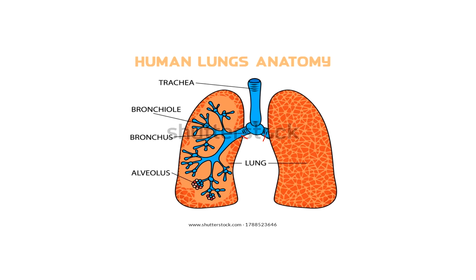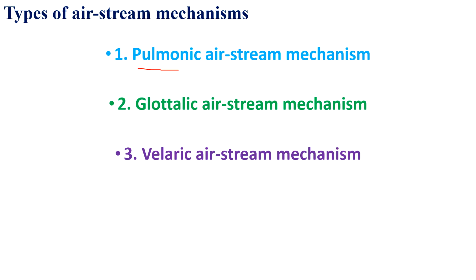So this involves two processes: taking outer air into the lungs is called inspiration, and throwing out air from the lungs into the outer atmosphere is called expiration. So this is about the human lungs. Now, what are the types of airstream mechanisms? Let's see in the next slide.